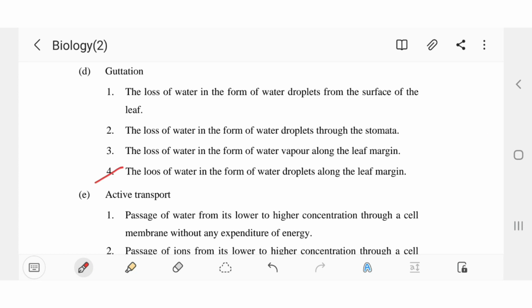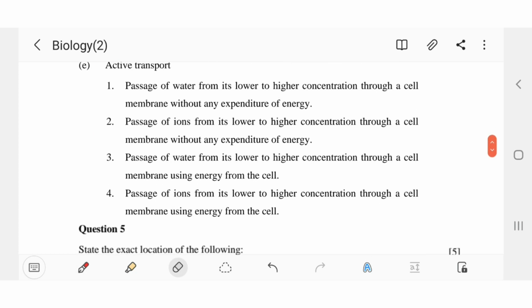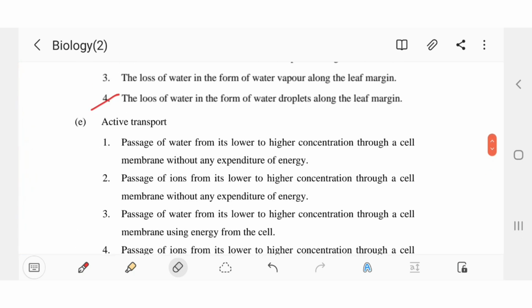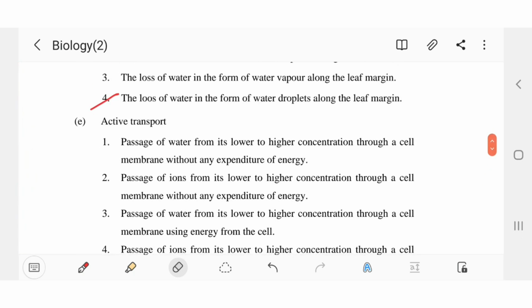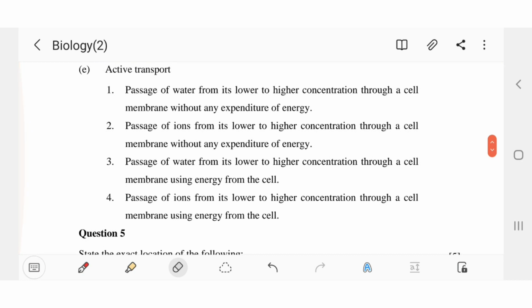The loss of water in the form of water droplets. See, transpiration is the loss of water in water vapor form, but in guttation, it is directly in liquid form only, water droplets along the leaf margin, not from the surface of the leaves, along the leaf margins.